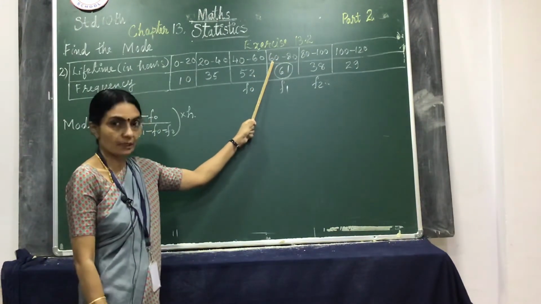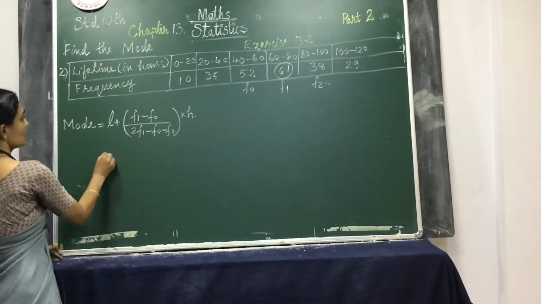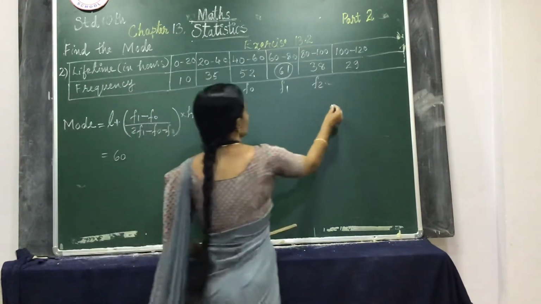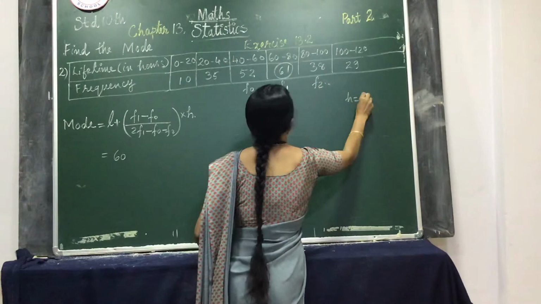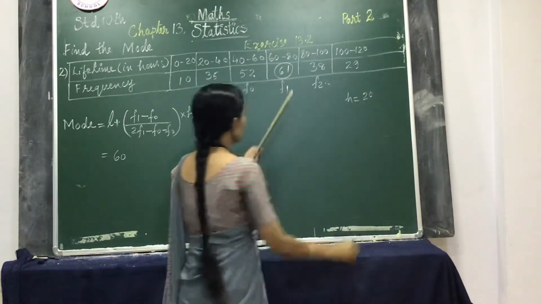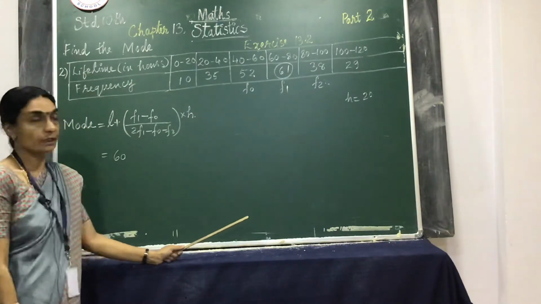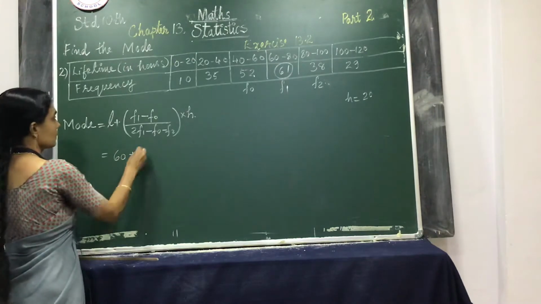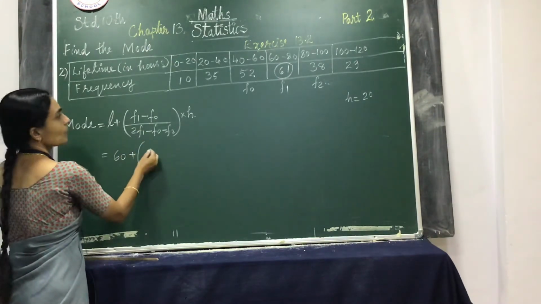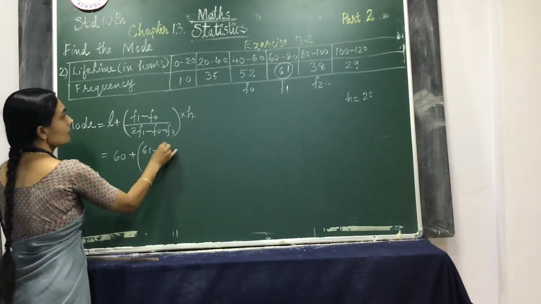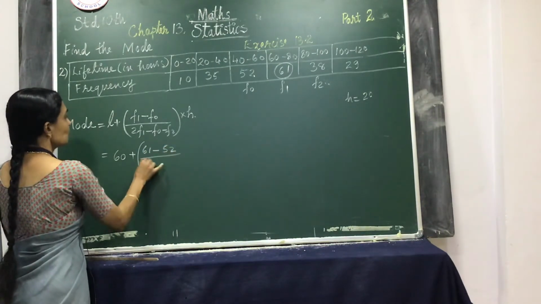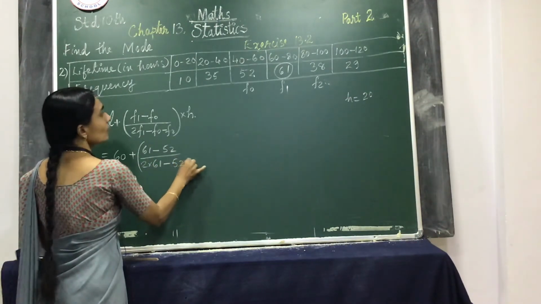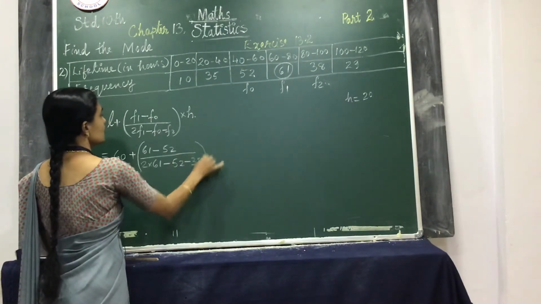So the lower limit is 60. Let us substitute 60, and we have h is equal to 40 minus 20, that is h is equal to 20. The width of this class interval, 80 to 100 is 20, 40 to 60 is 20. Now here 60 plus f1, 61 minus 52 divided by 2 into 61 minus 52 minus 38, and the width is 20.